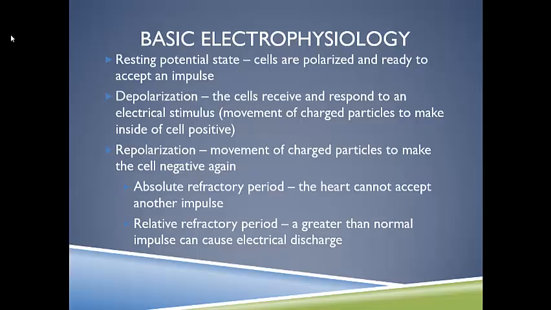Your absolute refractory period, the heart cannot accept another impulse. In the relative refractory period, a greater than normal impulse can cause an electrical discharge. A good analogy to this is flushing the toilet. That time right after you flush the toilet, you can jiggle the handle and nothing happens. That's your absolute refractory period. The heart will not accept an impulse. So you can have impulses firing and it will not react to that.